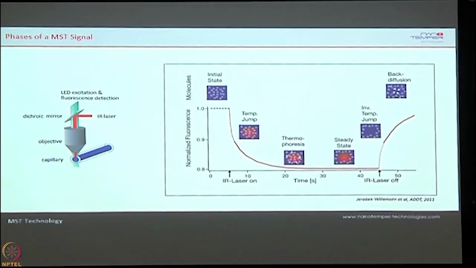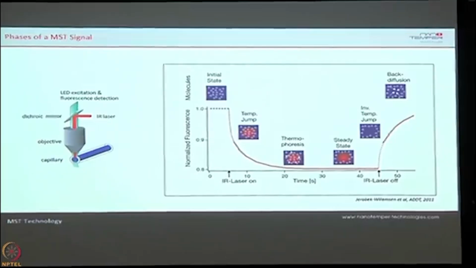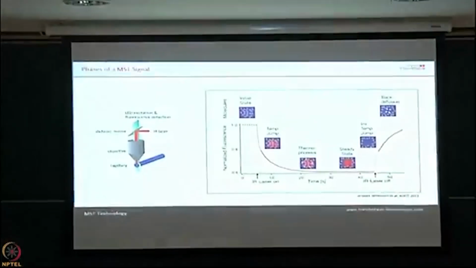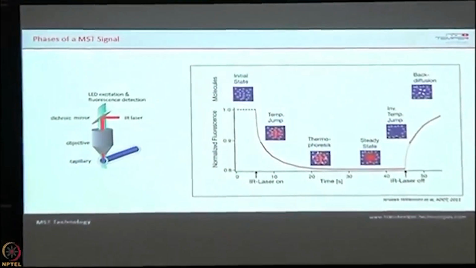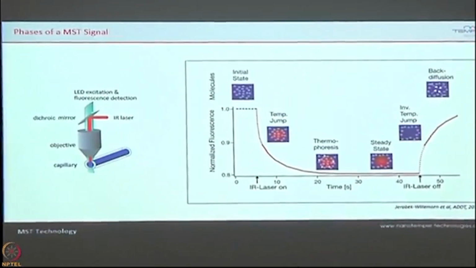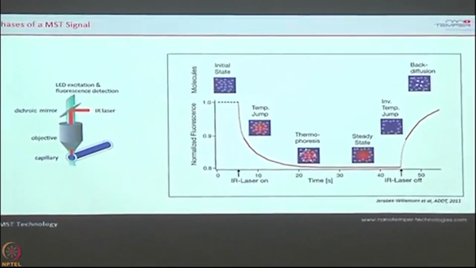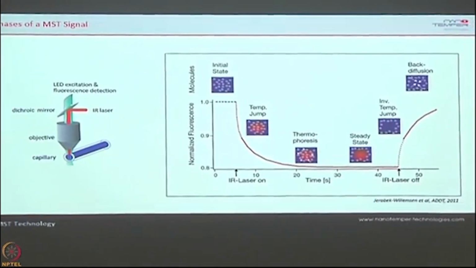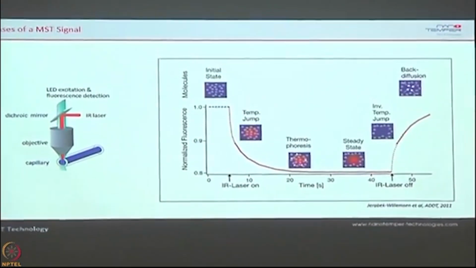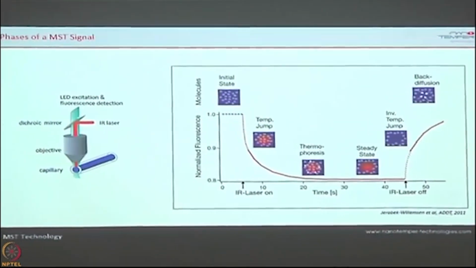See, if you look into the typical signal, what is actually happening? As I said, you are fixing one of the partners and the second partner you are titrating, right? So on every concentration, on every dilution, whatever you are taking, you are irradiating the laser. As you can see here, for the first 5 seconds, all the molecules are uniformly distributed. The moment you put the IR laser on, all the molecules are moving away from the heat, and within 30 seconds they attain the steady state.